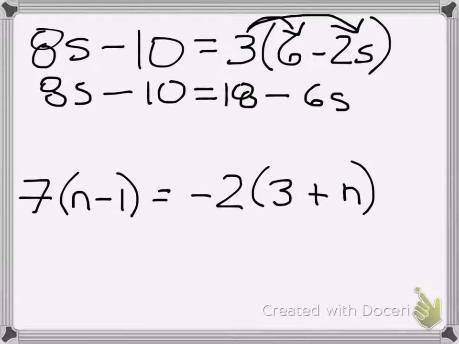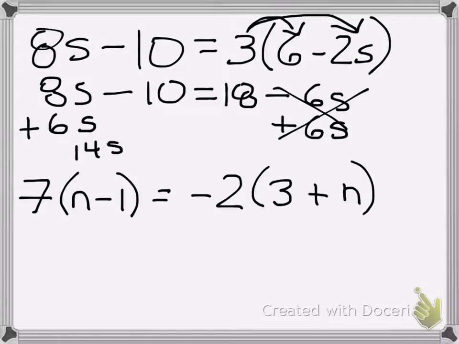So now I can start combining the variable terms. So I'm going to bring the 6s, and this is really up to you which one you want to bring to the other side. I'm doing 6s over to the 8s because the 6s was minus, so I don't want to do any negatives if I don't have to. So I cross out the 6s, I've moved it to be with the 8s. If I add that together, I get 14s minus 10 equals 18.